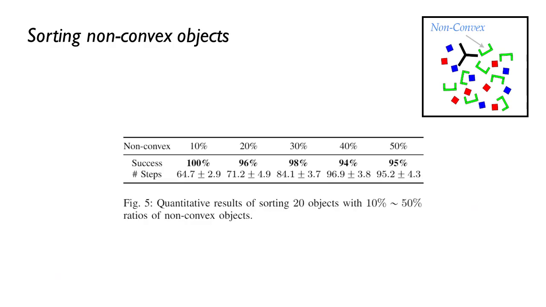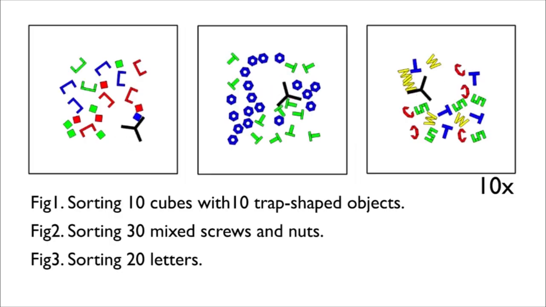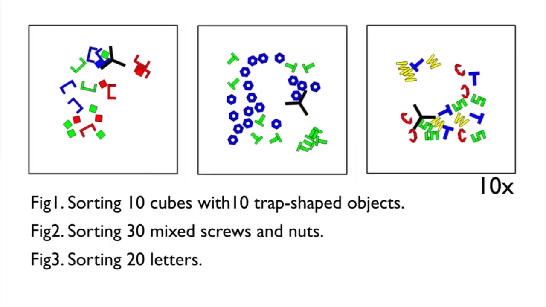Next, we require the algorithm to sort scenes containing cubes and non-convex U-shaped objects. The U-shaped objects can easily entangle or trip a cube, which makes it hard to rearrange these objects. The results indicate the algorithm can handle this case well. The success rate is not largely influenced by the step number growth. Here we show the qualitative results of sorting non-convex objects.